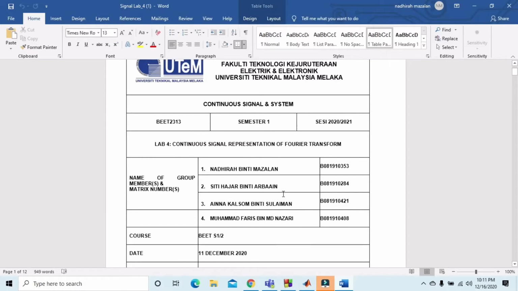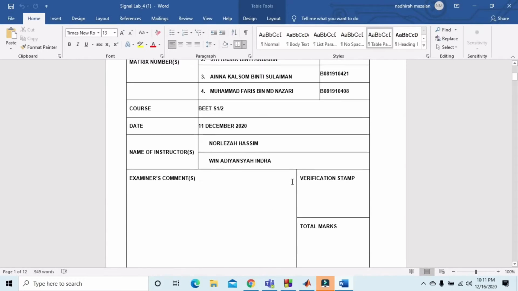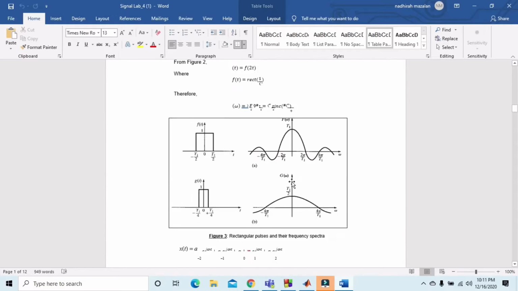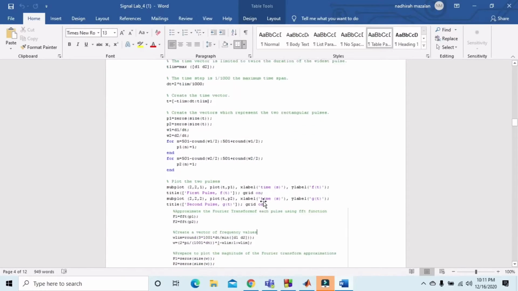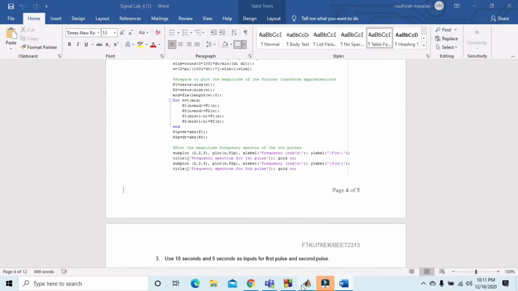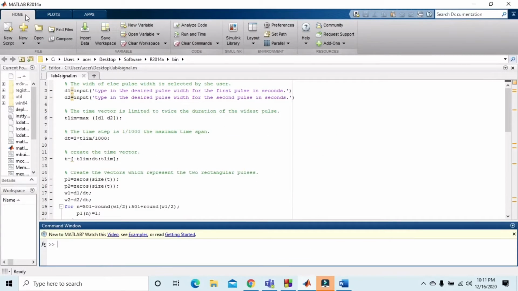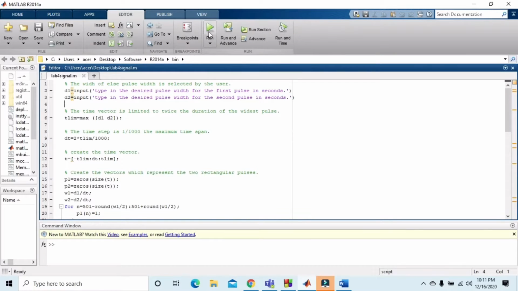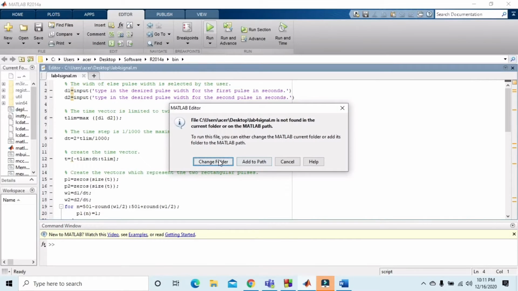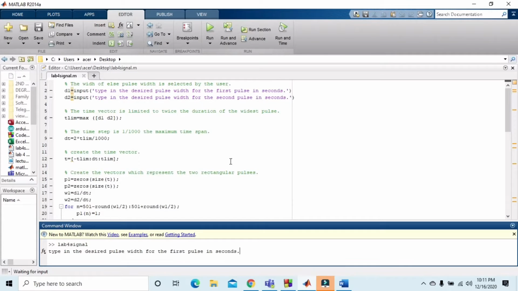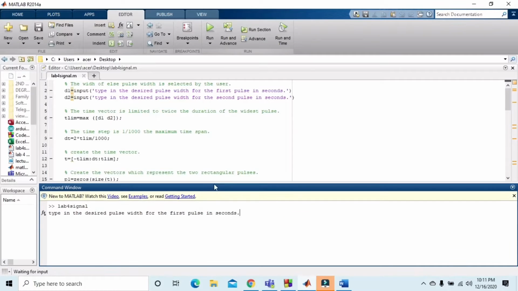Today we would like to present the continuous signal representation of Fourier transform. My part is to execute the coding. From this coding, we will find the output. First, we need to insert the first part, which is 10 seconds, and the second part is 5 seconds.